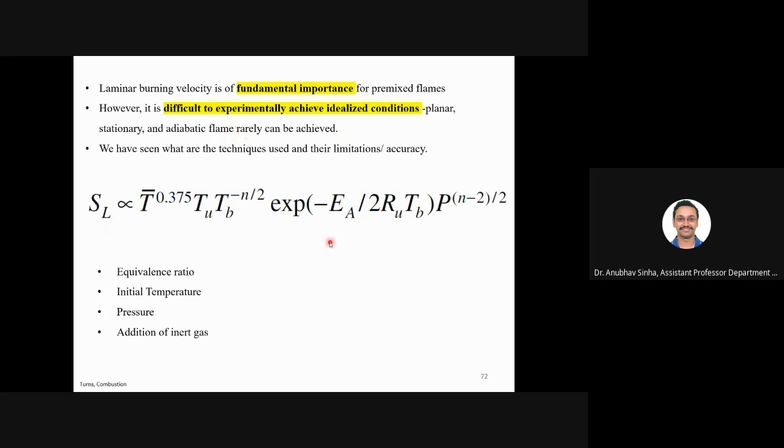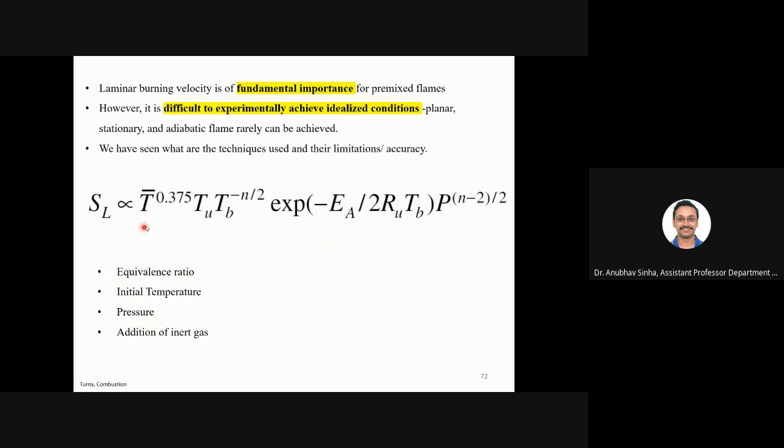So this is one equation given in the Turns book. What you can see is that your flame speed depends on a lot of factors. Some of them are equivalence ratio and initial temperature, which can be obtained from theoretical dependence. Another thing is it also depends on addition of inert gas, change in pressure and all that.